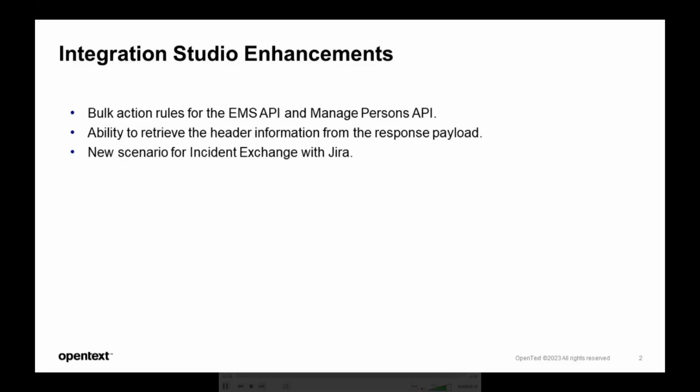Today, we're going to review the new Integration Studio features available on the 24.2 SMAX release. There are 4 new features that we'll be discussing. The first is the ability to update multiple entities at the same time in bulk instead of one at a time. This is now available on both the Manage Person API and EMS API. The Integration Studio now supports accessing the header data in the payload response. We'll also review the Integration Studio scenario that supports incident exchange with Jira.